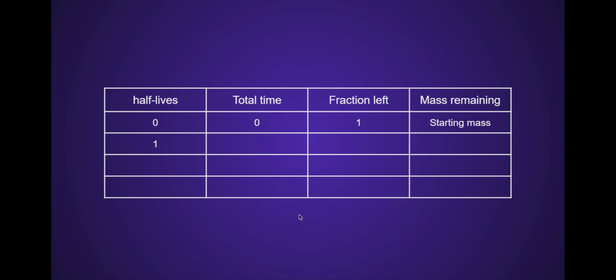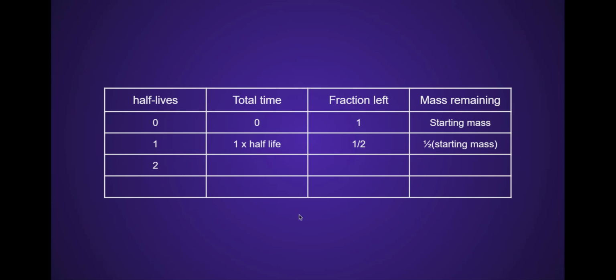The second row is after 1 half-life, so the number of half-lives is 1. The total time that's gone by is going to be 1 times whatever the half-life is that's given in the problem. Now look at the third column. How much is left? Well, the definition of half-life is that it's the time when exactly half is left, so 1/2 the original sample is left. And the mass is half whatever you started with.